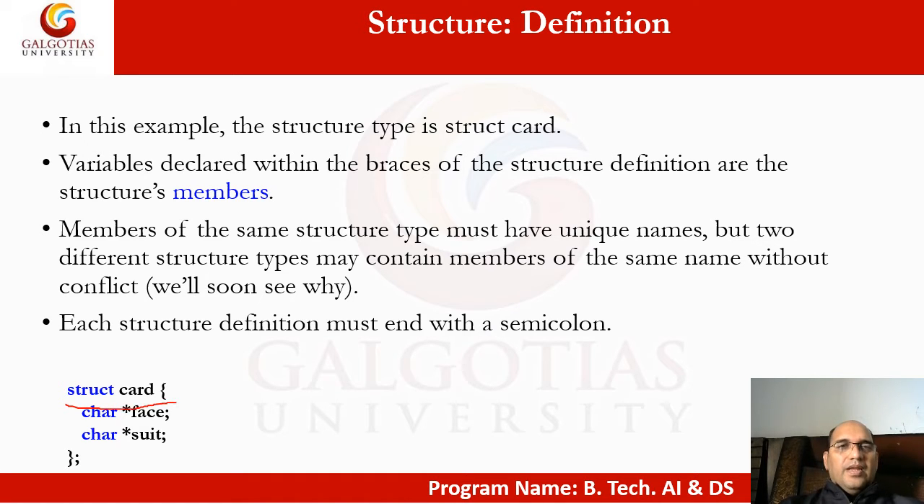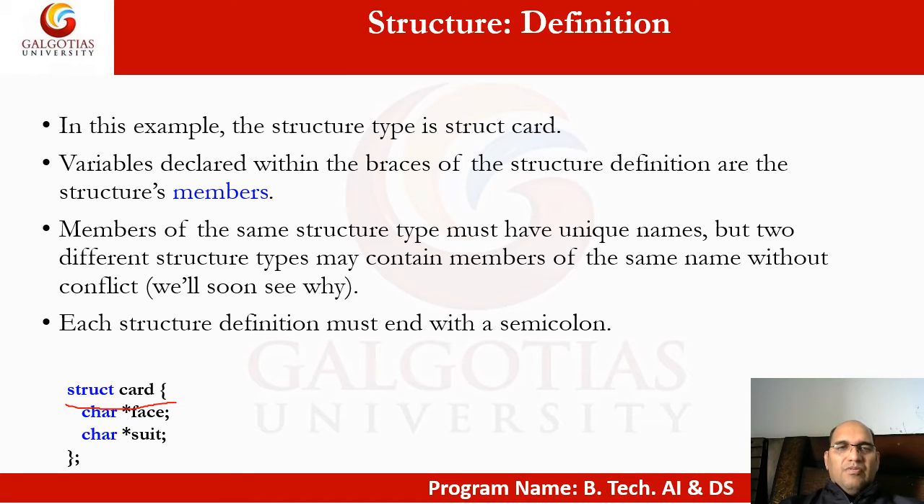Variables declared within the braces of the structure definition are the structure members. So char star face and char star suit, both are of pointer type. So both of them are called the structure members. So this structure has two members, one is face and the other one is suit. The members of the same structure type must have unique names, but two different structure types may contain members of the same name without conflict, right?